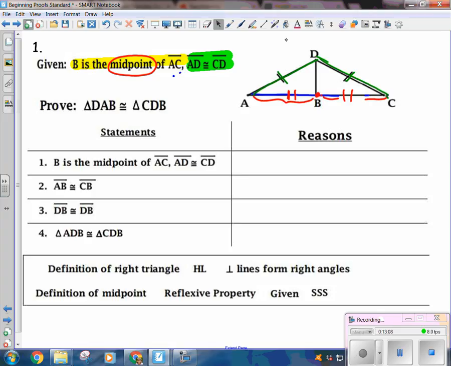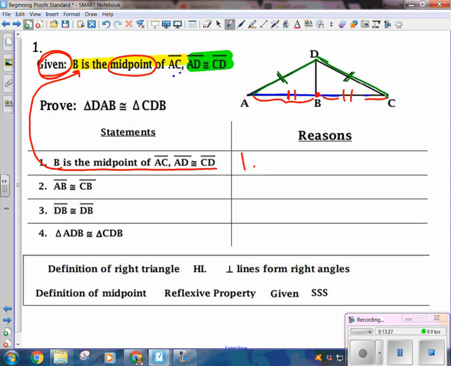Okay, let's take a look at the very first line in the proof. The first statement says D is the midpoint of AC, AD congruent to DC. Do you see that recopied anywhere else? Is that the same as what was given? Okay, so by what reason do I know that information?